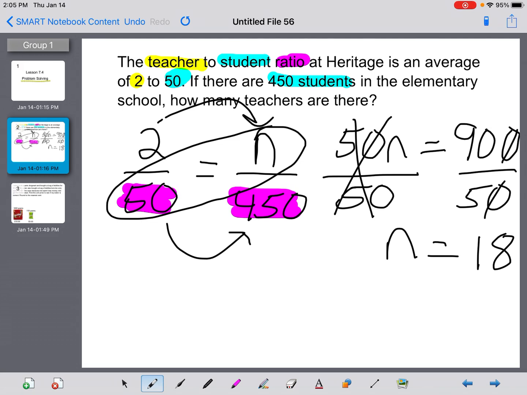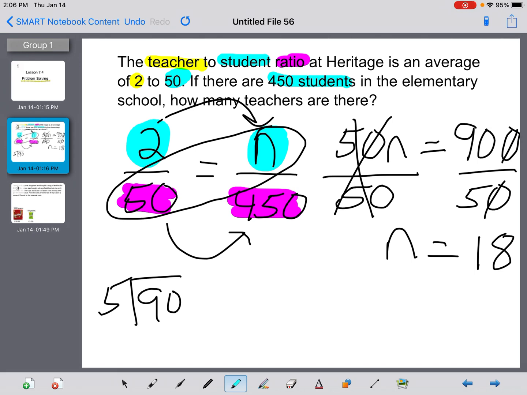Again, I like to use mental math. If you want to calculate it as a long division problem, just remember number on top goes in the box. So I get n equals 18. Now I need to go back and remember, what does that n represent? Well, there were 2 teachers for every 50 students. So that means there are 18 teachers for every 450 students. That's roughly what we would have at Heritage if you were to actually calculate it out.